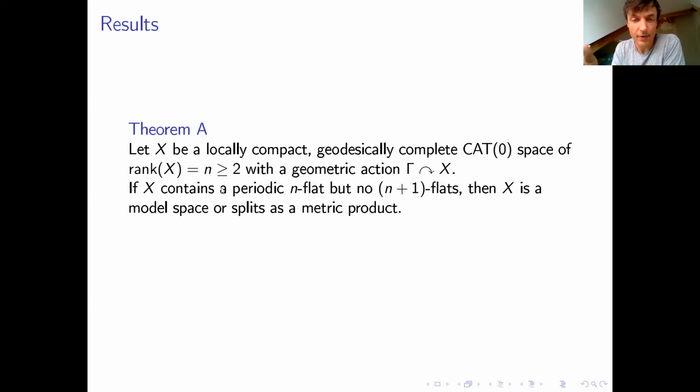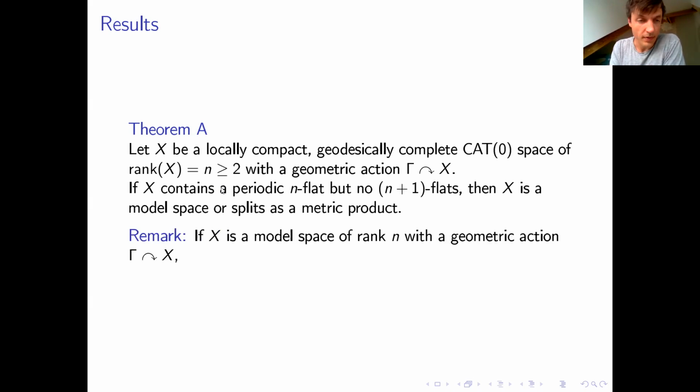So this periodic flat assumption does not appear in the conjecture. I want to comment on whether it is reasonable or not. I think it's reasonable, but it shouldn't be there. And why is it reasonable?